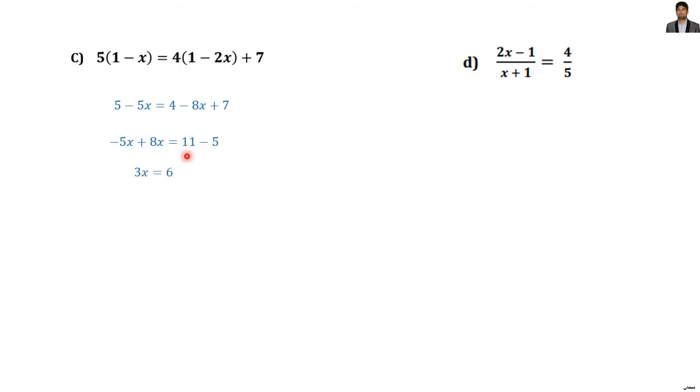Now simplify this one. 8 - 5 is 3. 11 - 5 is 6. Divide both sides by 3 and we'll get x = 2.